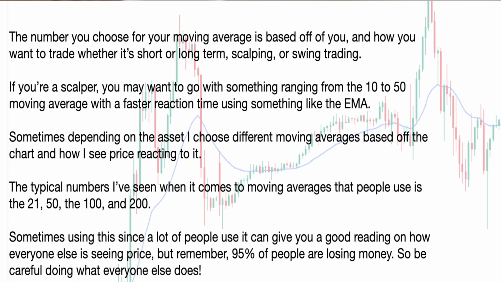Sometimes, depending on the asset, I choose different moving averages based off of the chart and how I see price reacting to it. The typical numbers I've seen when it comes to moving averages is usually the 21, the 50, the 100, and the 200. So sometimes using the moving average that a lot of people use, it can give you a good reading on price. However, 95% of people are not profitable. So be careful following what everybody else does.